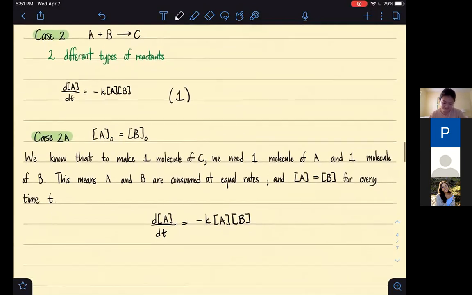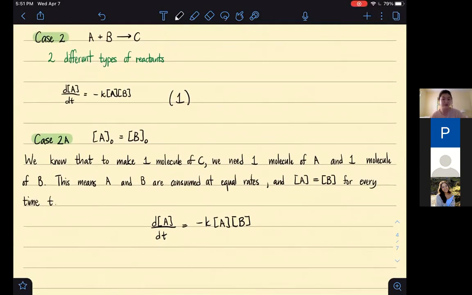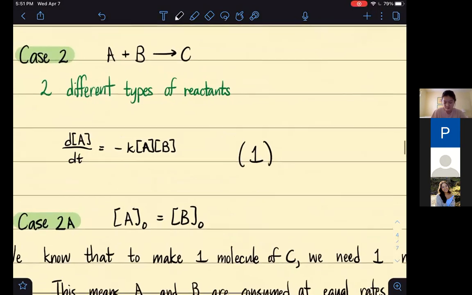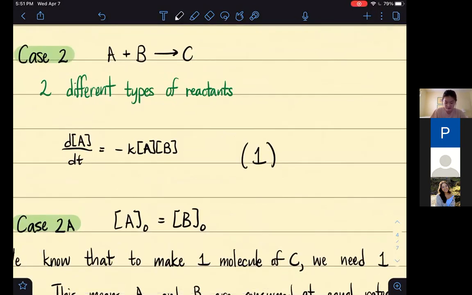Okay, so now on to case 2, we have two different types of reactant. So the rate law will look like this term over here.